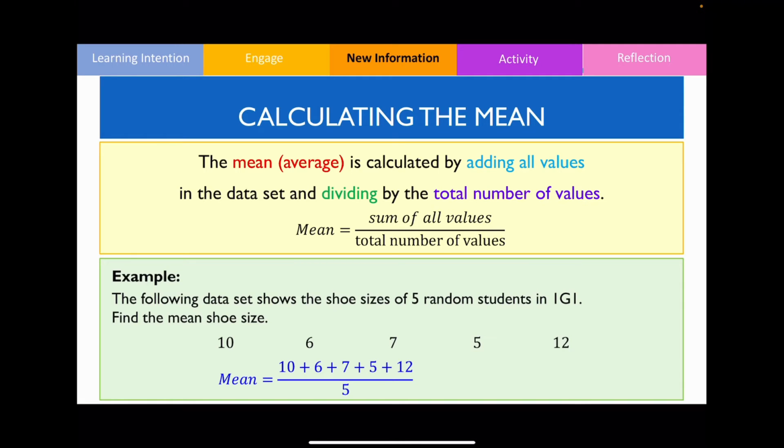So if you use your calculator, 10 plus 6 plus 7 plus 5 plus 12, if you add all these values together, that equals 40, and 40 divided by 5 is equal to 8. So that's how we obtain the mean or the average of a dataset. I'm now going to show you how to find out what the median is going to be.